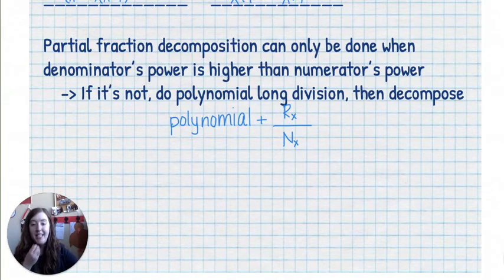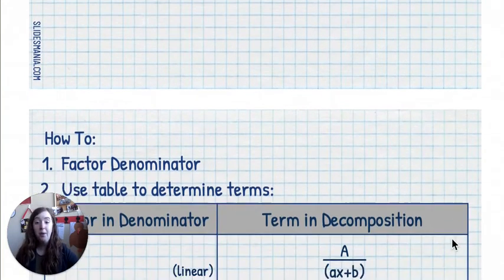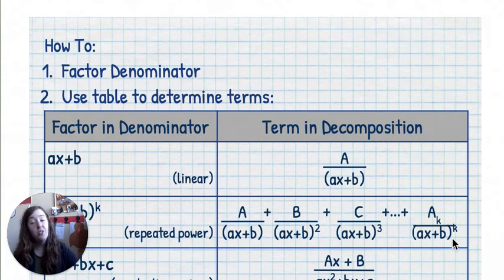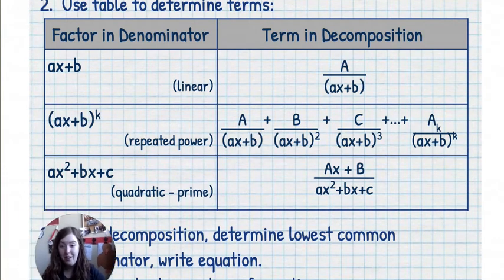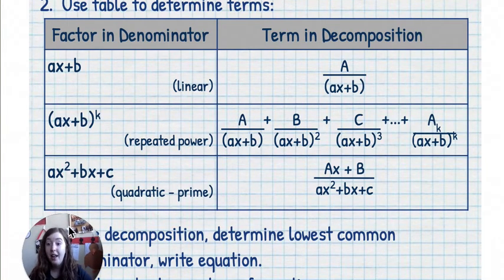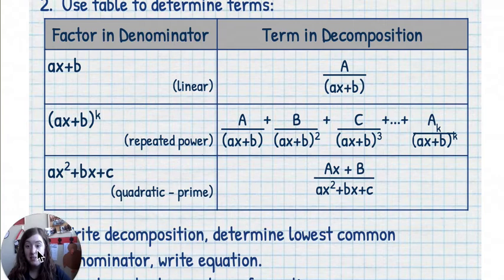Cool, so here is how we decompose partial fractions. The first thing we want to do is factor the denominator. Copy this table down. It's important. We're going to use this table to determine which terms we're going to have in our decomposition.